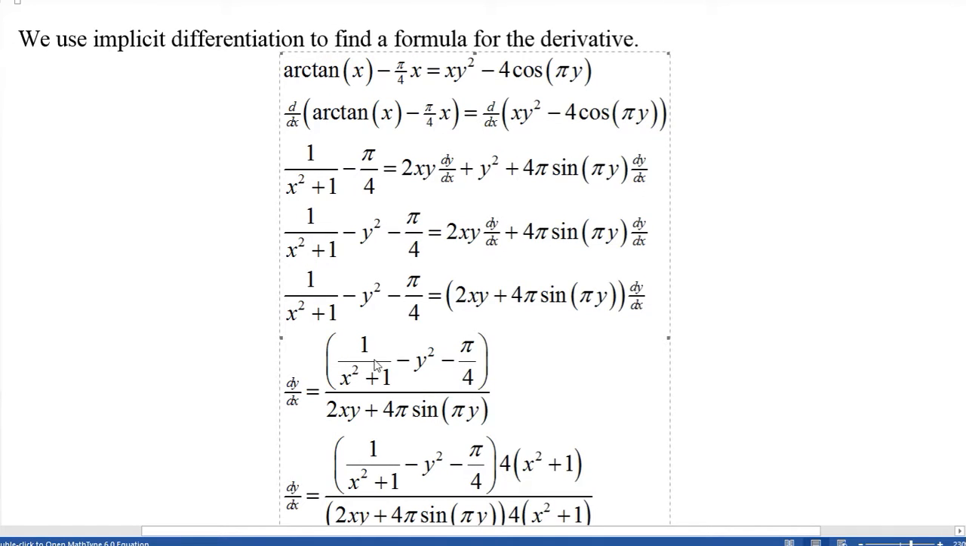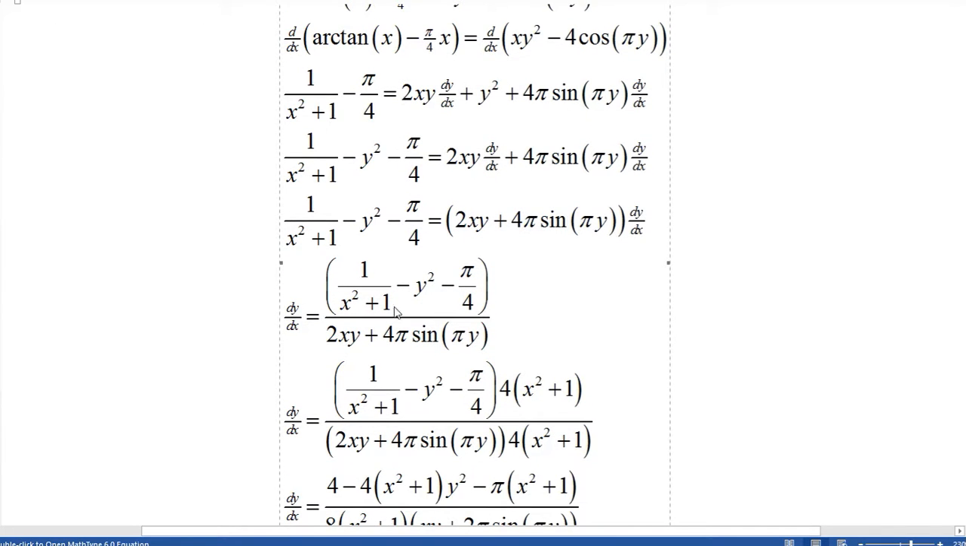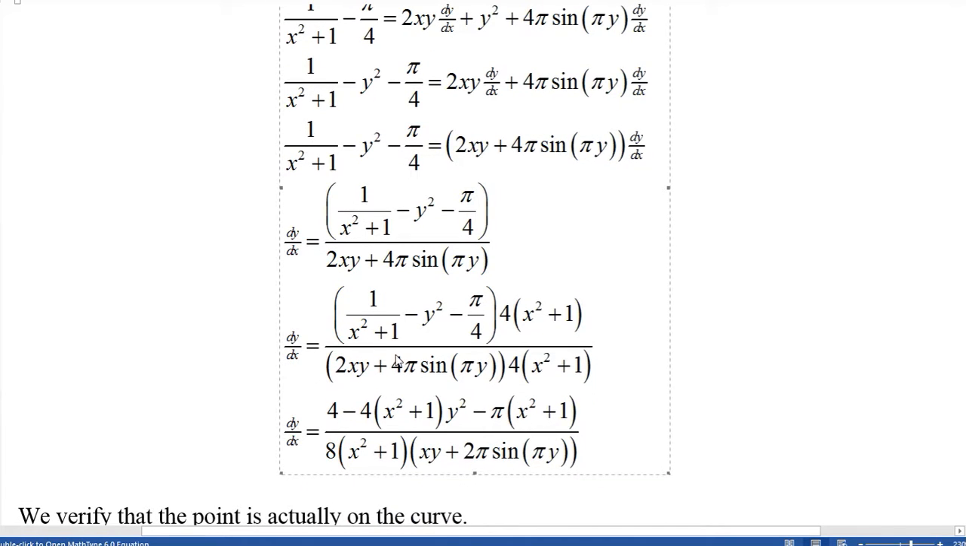Now, I'm going to clean it up a little bit because I've got fractions inside of fractions. So I'm going to multiply both top and bottom of this fraction by 4 times x squared plus 1. This distributes. The x squared plus 1 cancels. Leaves you a 4 there. Here we get a 4, a y squared, and an x squared plus 1. Here the 4 cancels, and we get a minus pi times x squared plus 1.